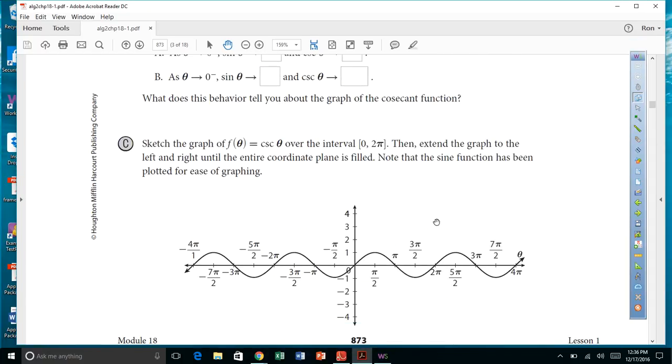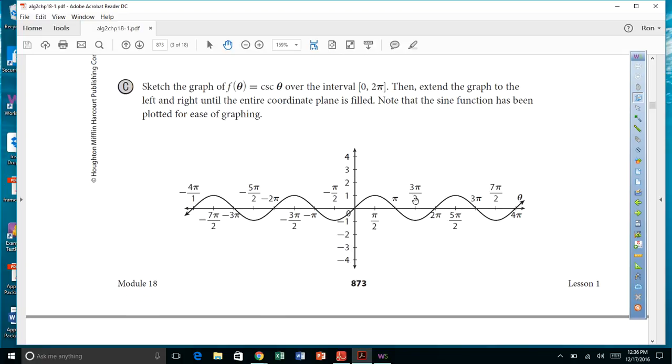All right. It says, sketch the graph of f of theta equals cosecant theta over the interval 0 to 2 pi. Then extend the graph to the left and right until the entire coordinate plane is filled. Note that the sine function has been plotted for ease of graphing.